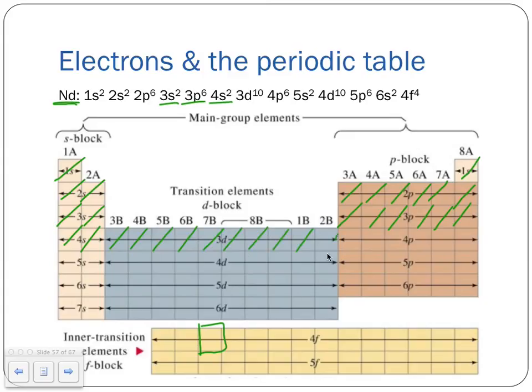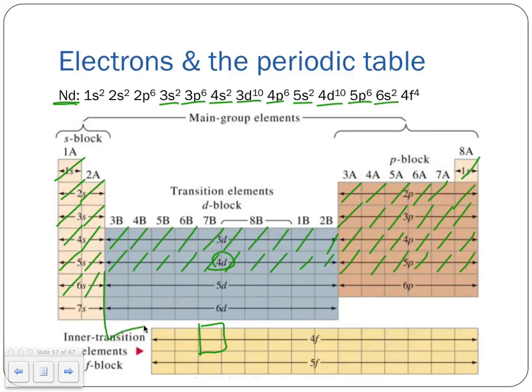1, 2, 3, 4, 5, 6, 7, 8, 9, 10, so 3d10, so then 1, 2, 3, 4, 5, 6, 4p6, then what's next? 1, 2 in the 5s, so 5s2, then what's next? 1 through 10 in the 4d, so 4d10, then we go 1 through 6 in the 5p, so 5p6, then 1, 2, 6s2. Now remember this, it breaks down to here, and so now at this point we should have, if you count them over, 4f4, because one of them is going to come from here, and then 1, 2, 3.